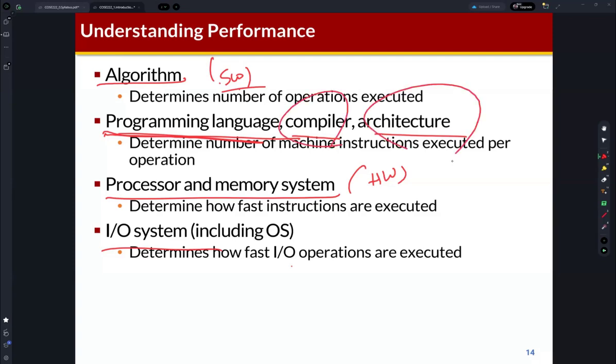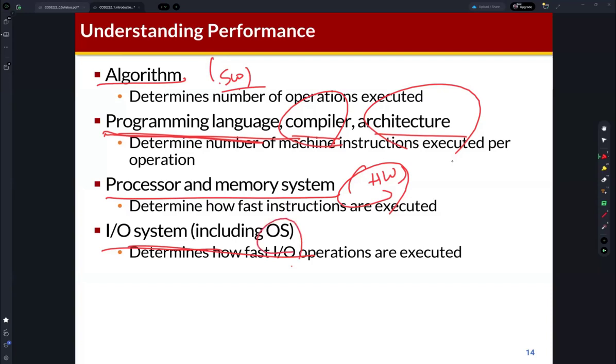Compiler and architecture. The compiler also decides the performance. So that's why the compiler is also a very important course. And then architecture. Architecture includes the instruction set architecture, the software and hardware interface. And then hardware, obviously. The hardware also decides the overall performance of a computer system. It's also important. And then operating system or I/O devices. Our applications run on the operating system, right? So that's why the operating system is also important.